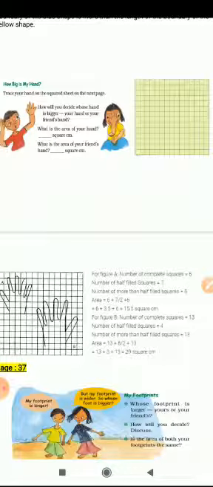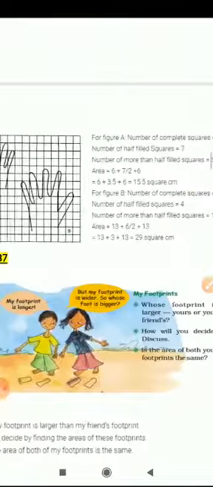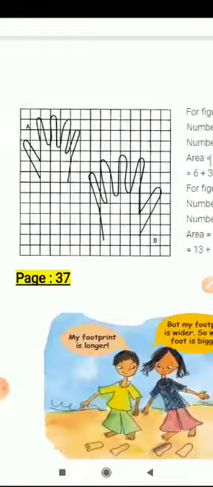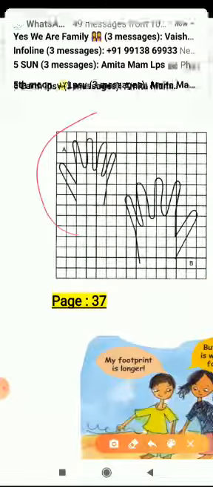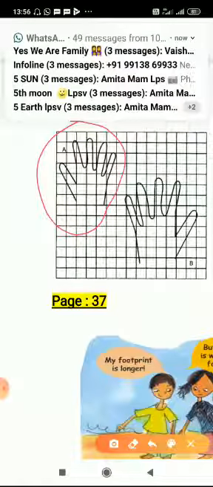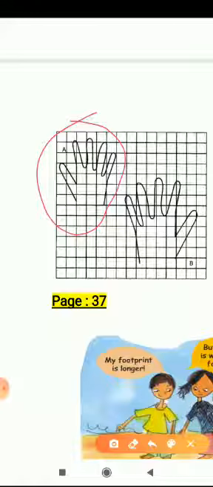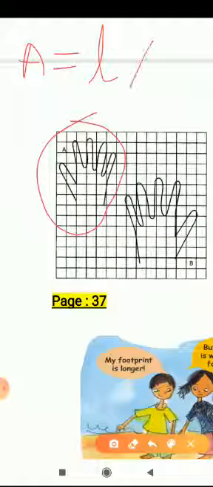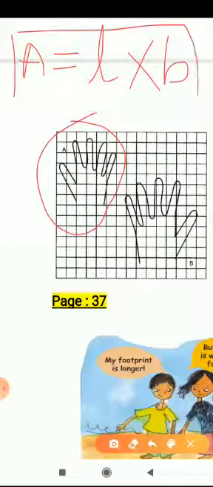So we are finding here the area for the first figure, that is A, that is your hand. For finding area, in previous examples we used one formula. If you remember, area is equal to L multiplied by B. Now this formula for finding area is used only for fixed shapes, that is square, rectangle, like this.